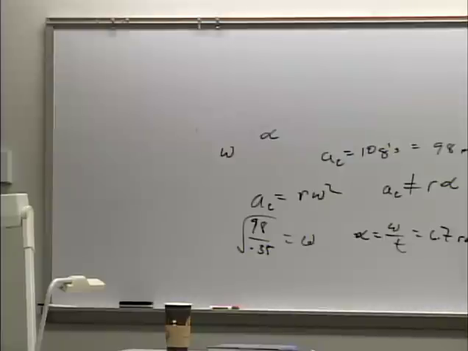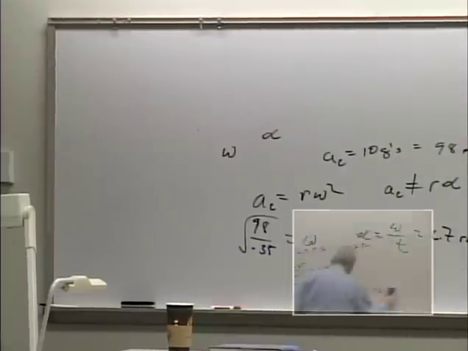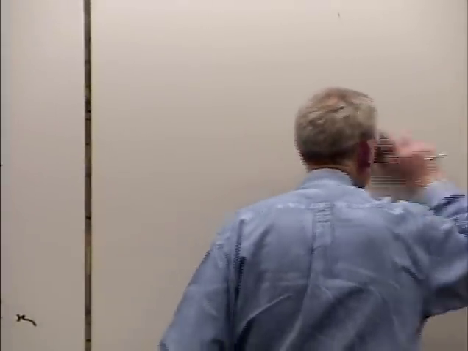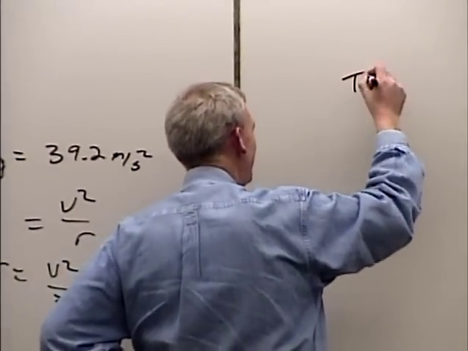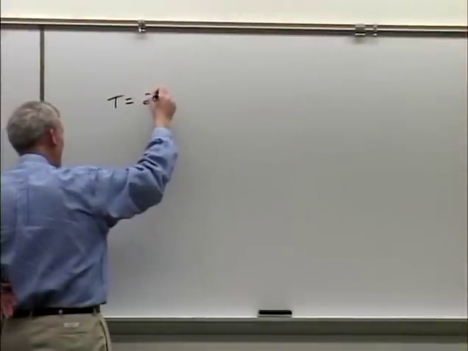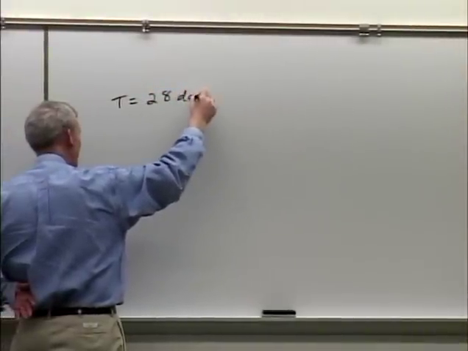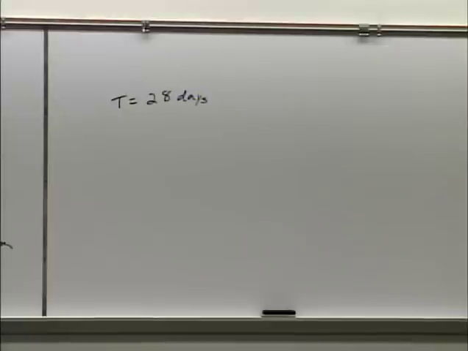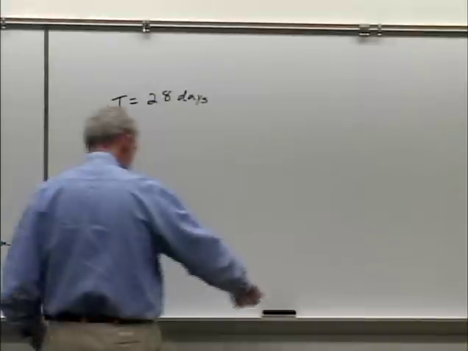Then the next one was just an algebra problem, really, and it caused some people heartache, I think, because of that screwy thing where you had to get the period of, what was it, 28 or 27 days? It's 27 days, right. That's the moon.